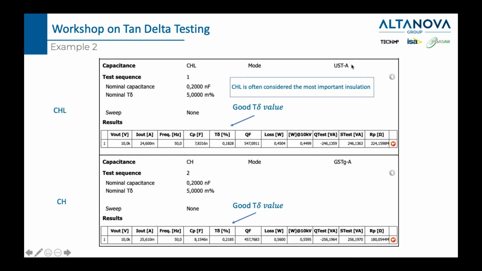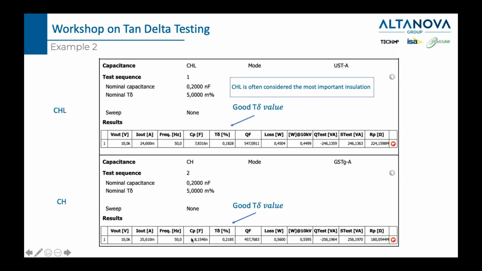And just observe, we did this with the method USTA, and this was done with the method GSTA. When you say what capacitance you want to measure, this is what changes. So now we have the measurement of CH. It's 0.2185, much less than 1%. So we can see that all these insulations are in good state.